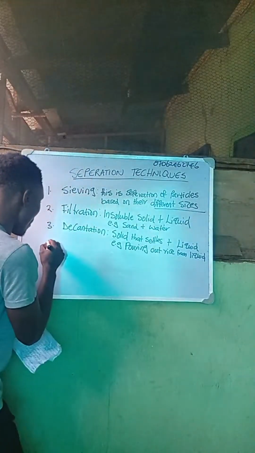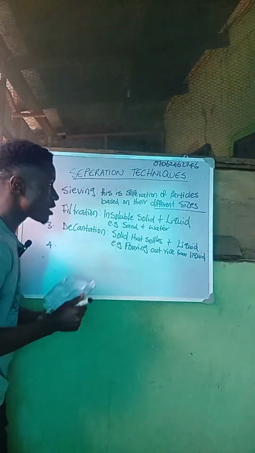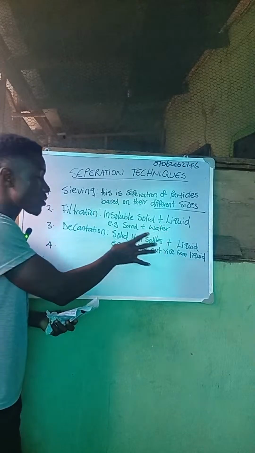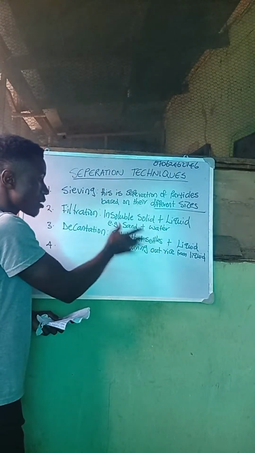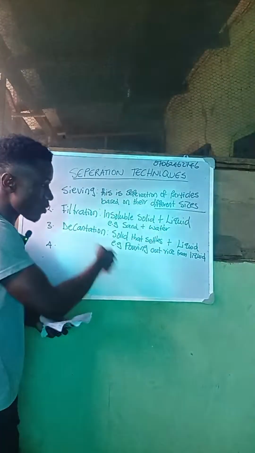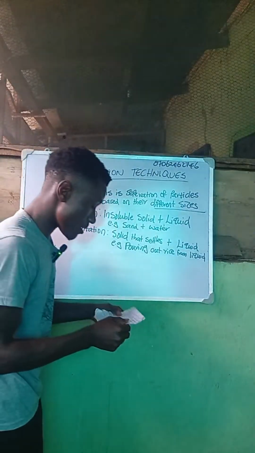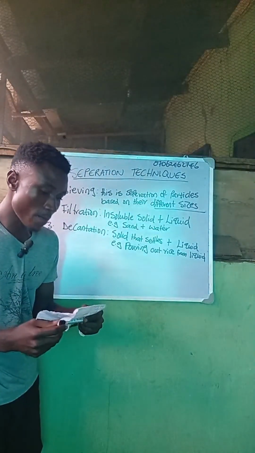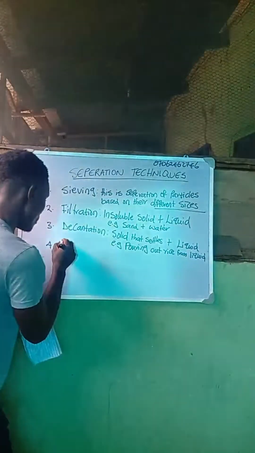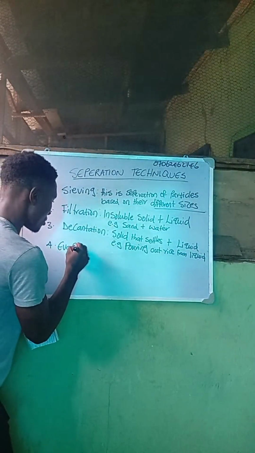So let's move on to number 4. Please make sure you are following. Our board is not big, so as you copy, I will be cleaning. When I read down, I'll clean. So make sure you are faster, and you'll be getting everything. Let's move on to the next one, which is what? Evaporation.